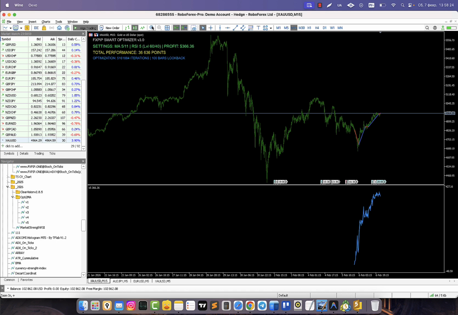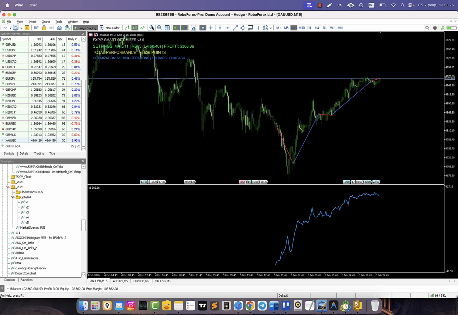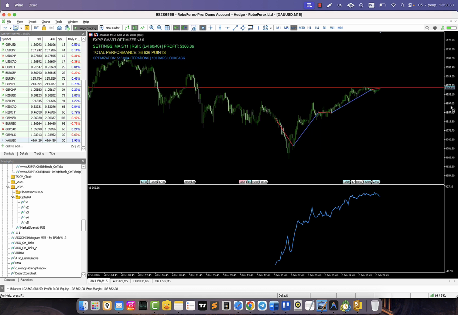Can it be used as a straight signal? That's the most important, interesting part of this. So at 100 bars we have almost 400 profit. Interesting.